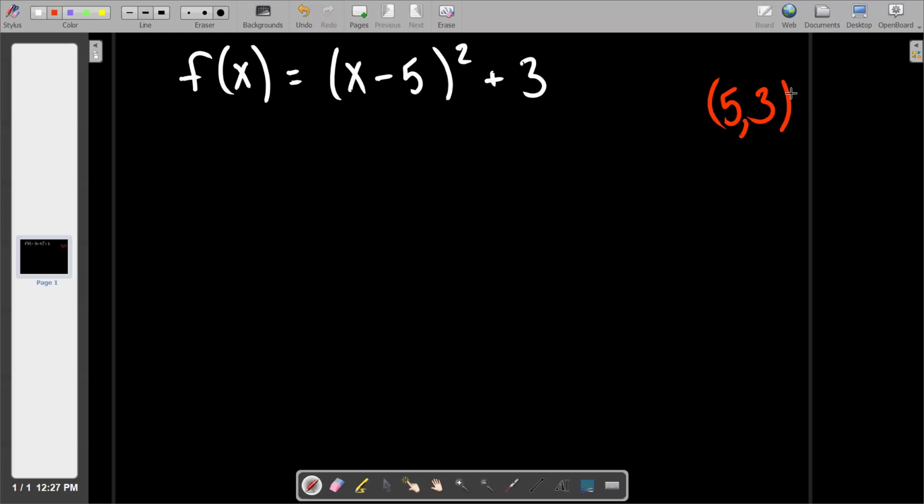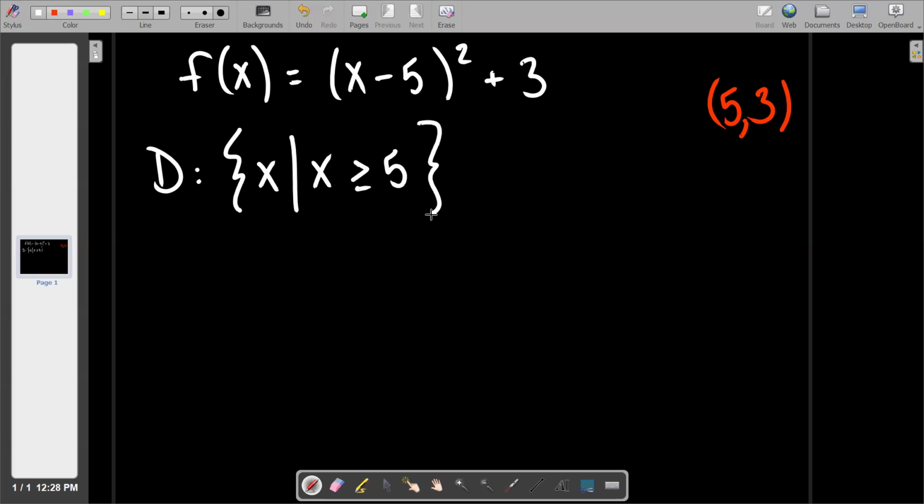What makes this method nice is that if we know where the vertex is right away, bam, then we know where to restrict the domain right away. Unlike the other one that we're going to do after this, we don't have to stress about that whole negative b over 2a finding the vertex, because vertex form literally just spits it out and gives it to you. So what would the domain restriction be on this one? It's going to be the set of all x's such that x is greater than or equal to 5.